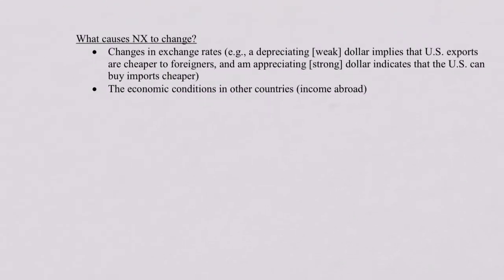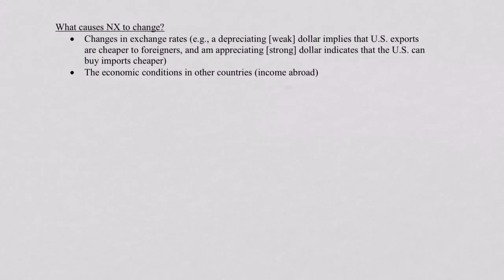Okay, lastly, what causes net exports to change? Changes in exchange rates. A depreciating weak dollar implies that U.S. exports are cheaper to foreigners, so our exports are going to go up. And an appreciating or strong dollar indicates that U.S. can buy imports cheaper. So we'll buy more goods from other countries. So if exports are going up, net exports will go up, aggregate demand will shift to the right. If imports are going up, that means net exports are going down and aggregate demand will shift to the left.